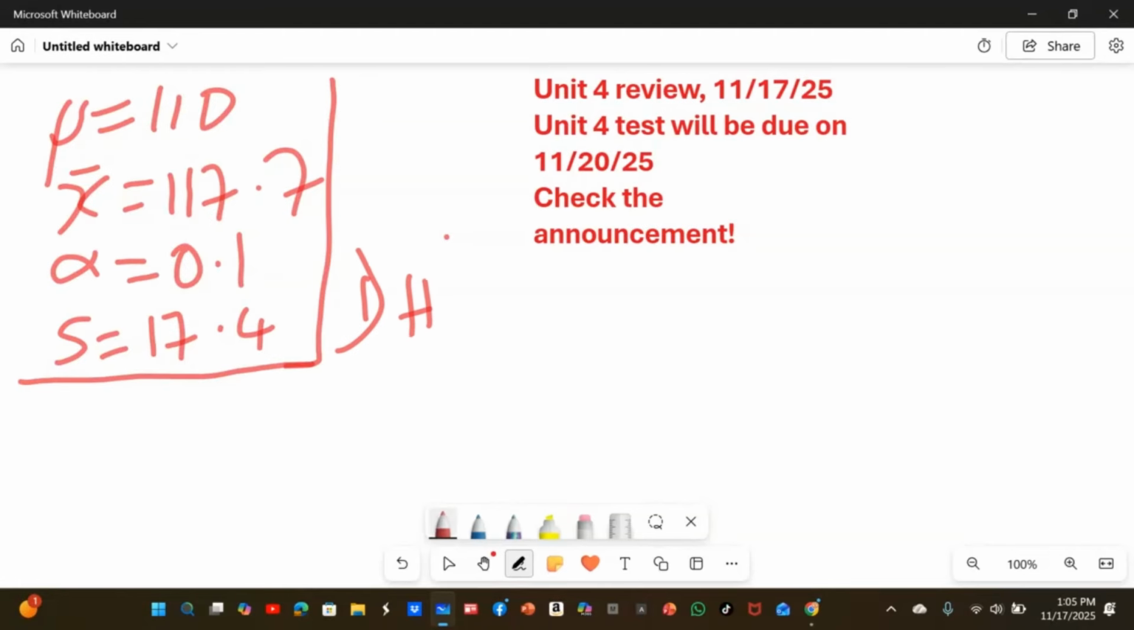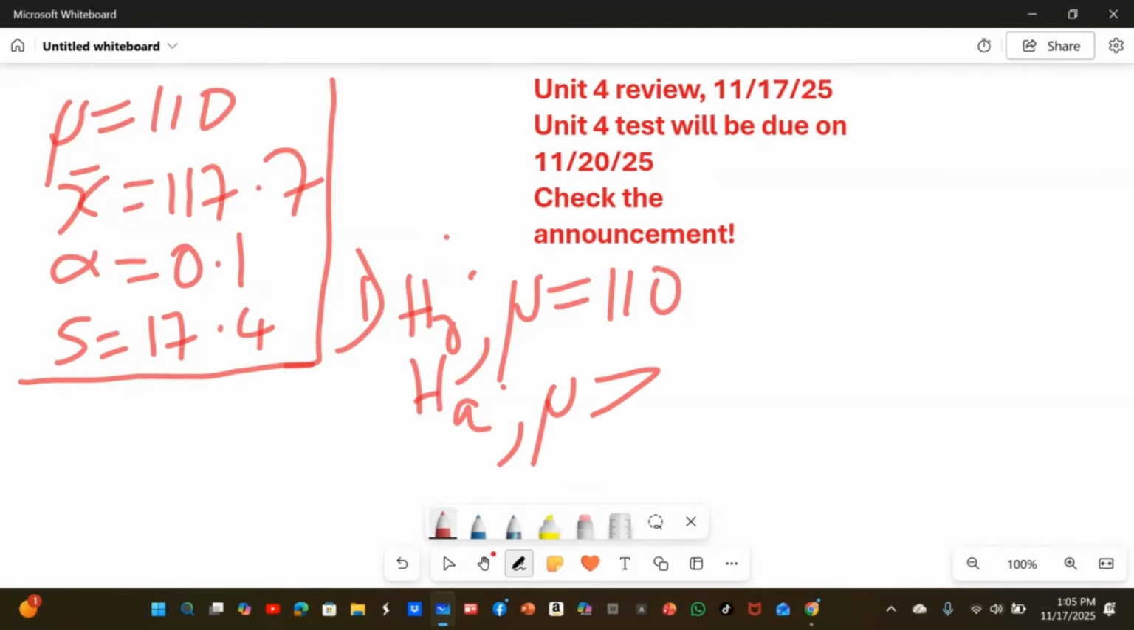The null hypothesis: mu is equal to 110. The null hypothesis always goes with the equal sign. The alternative hypothesis: mu is greater than 110, this is what we are testing. So we have written one step. Step two is identify alpha. So alpha is 10%, 0.1.